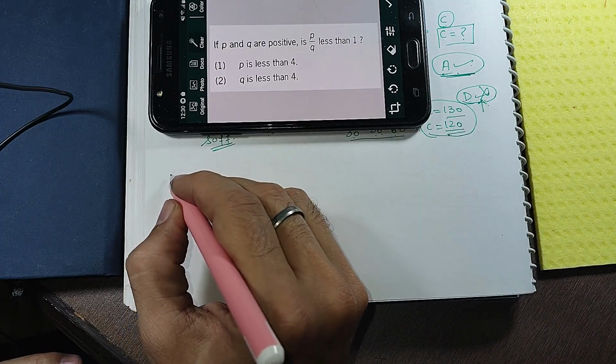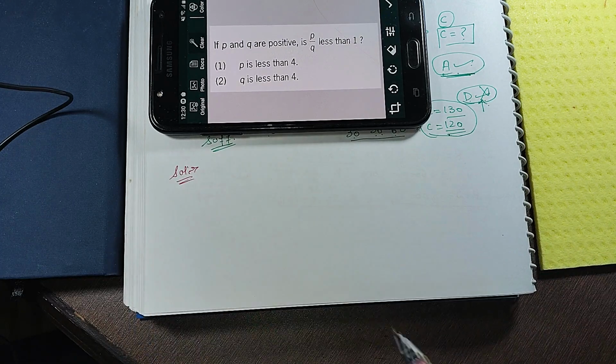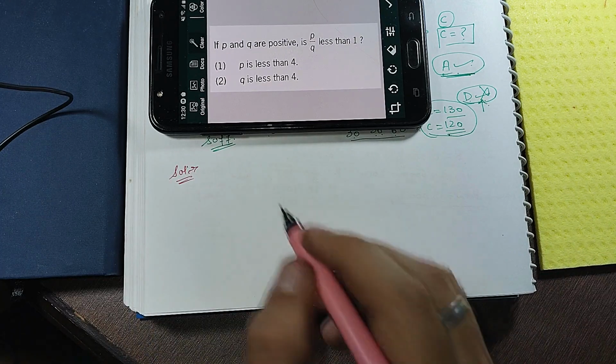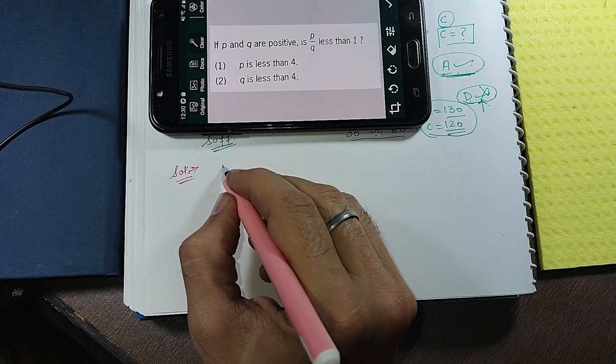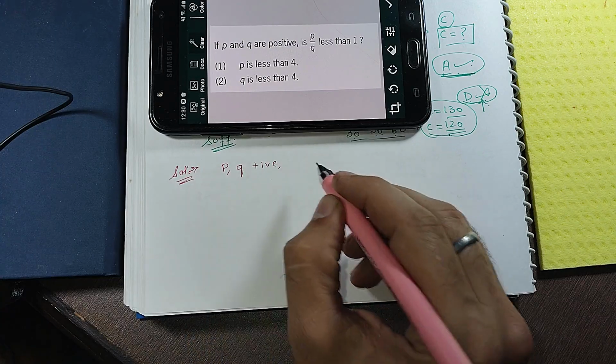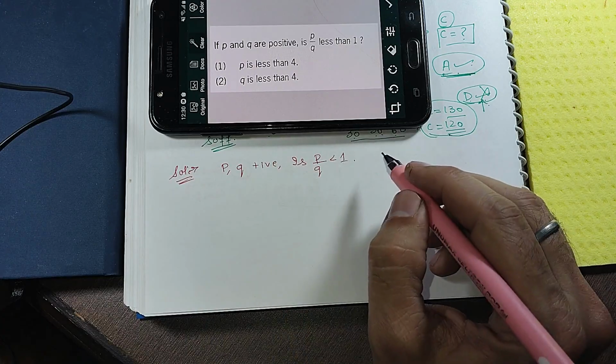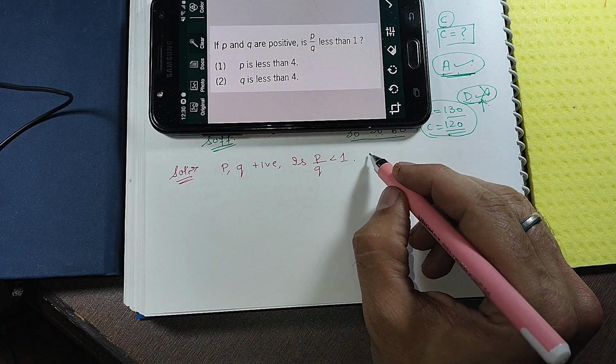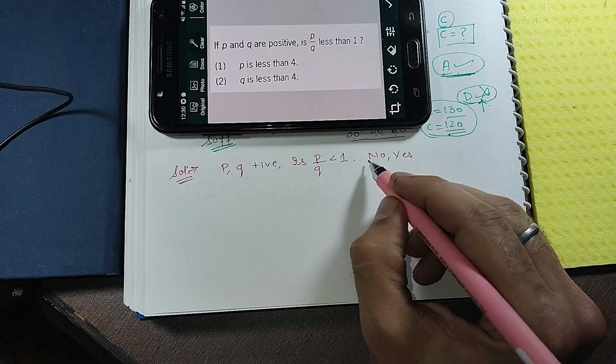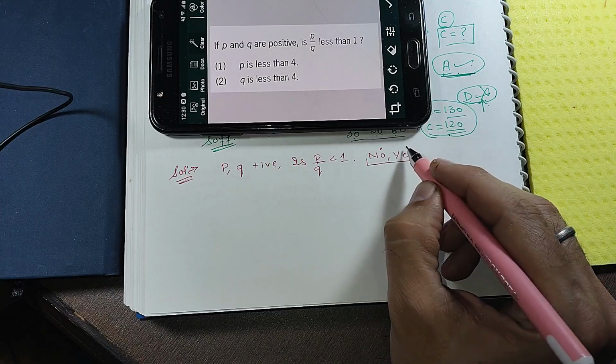If P and Q are positive, is P by Q less than 1? So the main statement tells us that P and Q are positive, and we have been asked, is P by Q less than 1? So if any of the statements gives us a concrete answer, no or yes, then we will say that this is the solution.